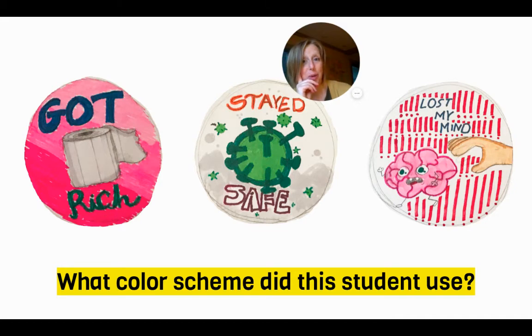What'd you write down? I hope it was complementary. All right, red and green, different shades of red and green. Red and green are opposite each other on the color wheel. That's what complementary is. Let's try another one.